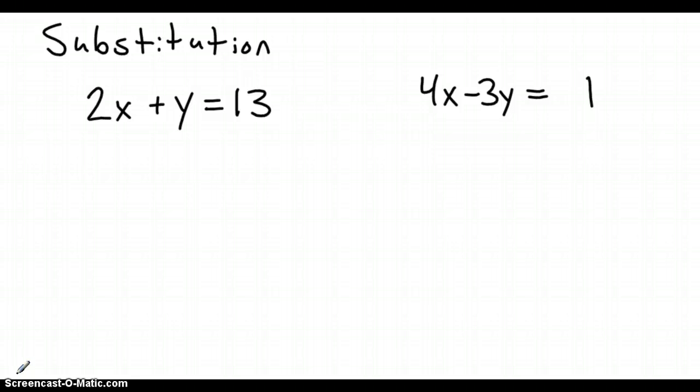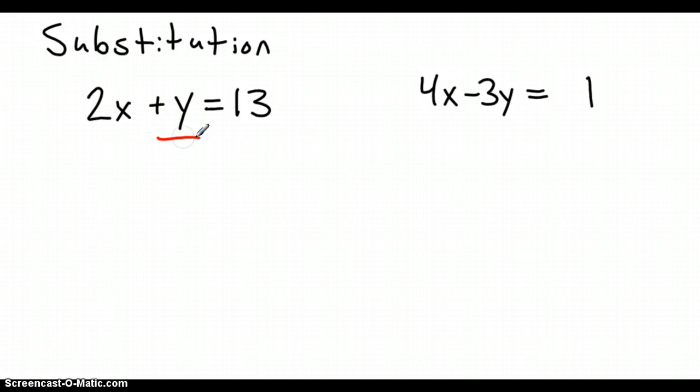Alright, so when we're doing the substitution method, keep in mind what we're trying to do first is get an equation in terms of just one of our variables. So that means we're either going to want to choose our x or our y in either equation and get it alone. That's the first step of the substitution process.